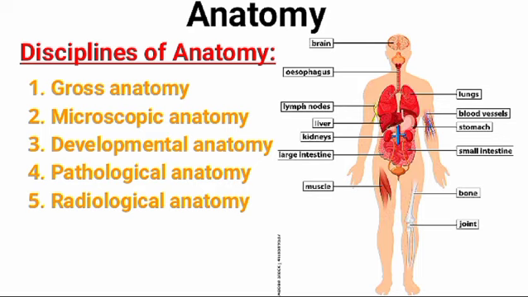The anatomical position is when the body is erect, feet together, palms face forward, and the thumbs point away from the body. There are many disciplines of anatomy, like gross anatomy. Gross anatomy is the study of structures with the naked eye. The second one is microscopic anatomy, then developmental anatomy, pathological anatomy, and radiological anatomy.